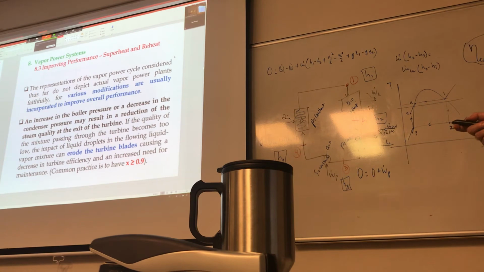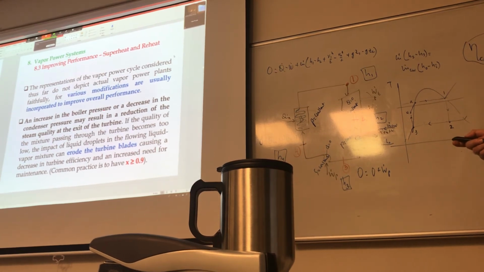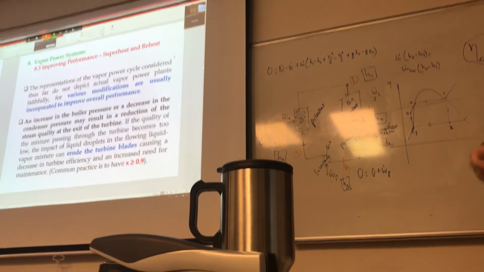Good. How do we improve the performance? Okay. The representations of the vapor power cycle considered thus far do not depict actual vapor cycle power plants faithfully, for various modifications are usually introduced. We know that an increase in the boiler pressure or a decrease in the condenser pressure will result in a reduction in steam quality at the turbine.